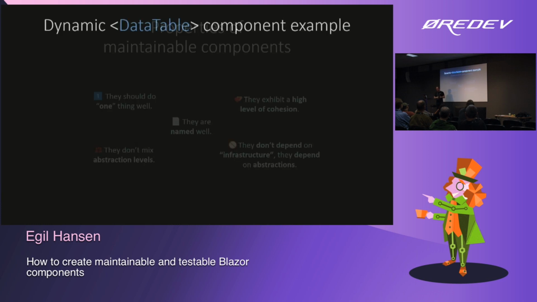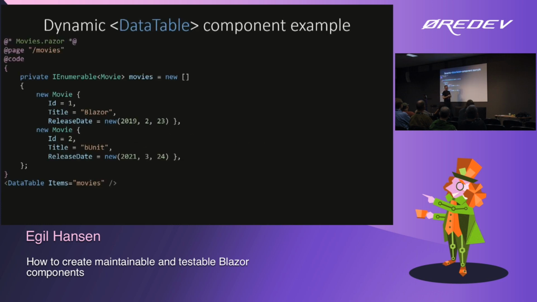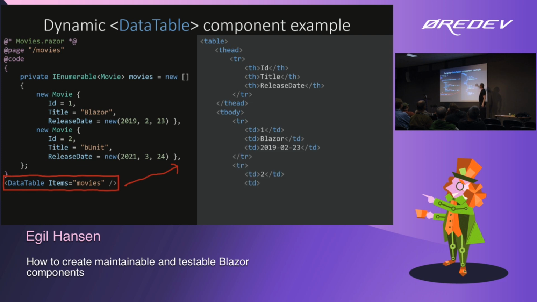So let's look at an example on how this looks in practice. For example, I've created this simple data table component, and it works by you basically passing it a collection of objects, and it will figure out what rows and columns to render. So in this case, we're passing in a bunch of movies, and we get a table head out with columns based on the public properties of the movies, and we get rows for each of the movies. So let's look at the implementation of this and see how we can maybe refactor that to be more maintainable now.